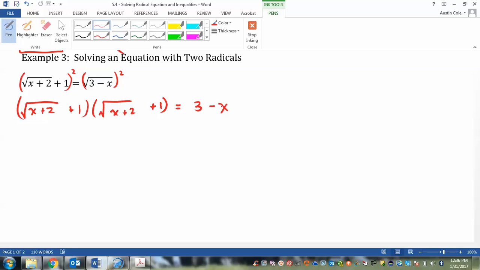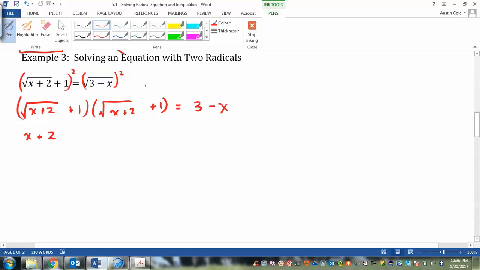Now, we need to FOIL on the left-hand side. We're going to treat square root of x plus 2 as one thing. So when I FOIL, I'm going to take square root of x plus 2 times the square root of x plus 2. What's that? That's x plus 2, right? You take a square root of anything times itself, and you get whatever's inside. Square root of x plus 2 times square root of x plus 2 is just x plus 2.